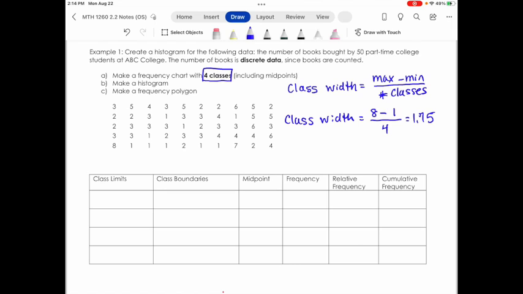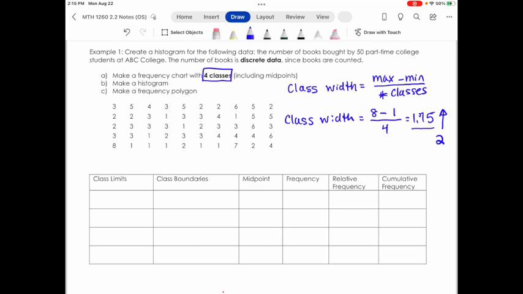Now, when you create your class widths, you always want to round up to the next whole number. Even if this itself comes out to a whole number, if it came out to 2, you want to round up to the next whole number. So in this case, if I take 1.75 and round up to the next whole number, we're going to round up to 2. So our class width in this case is going to be 2, which means in each of our groups, we want 2 numbers.